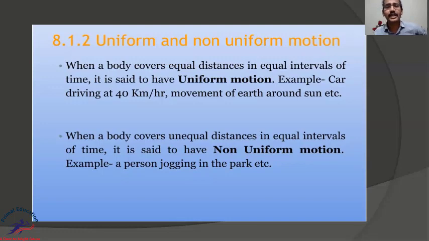Simple example of uniform motion: Earth revolving around the sun, equal distances in equal intervals of time. Clock needle, equal distances in equal intervals of time. Yes, these are all uniform motion. Non-uniform motion: you can say an example, a car in traffic. Sometimes very fast, sometimes very slow. So different timings, different distances, we can call it non-uniform motion.